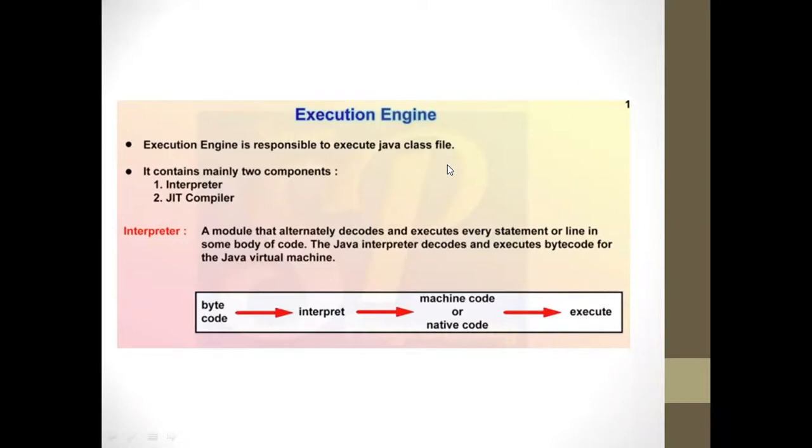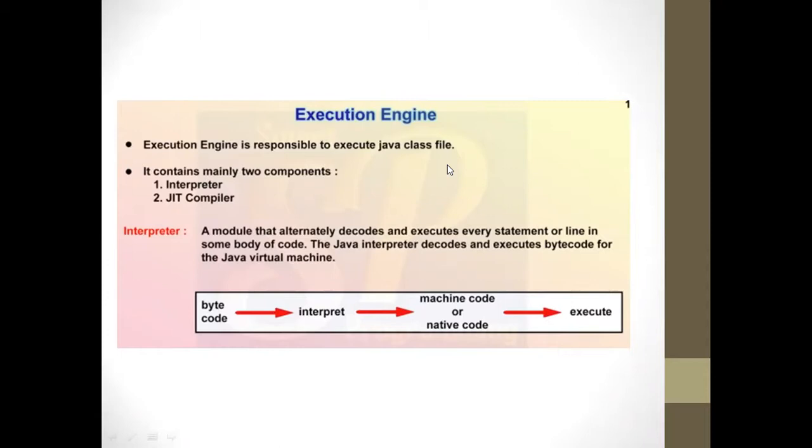Okay, so the execution engine is responsible for executing the Java class file. It mainly contains two components. One is the interpreter and the second one is the just-in-time compiler. So what is the interpreter? It is a module that decodes and executes every statement or line.